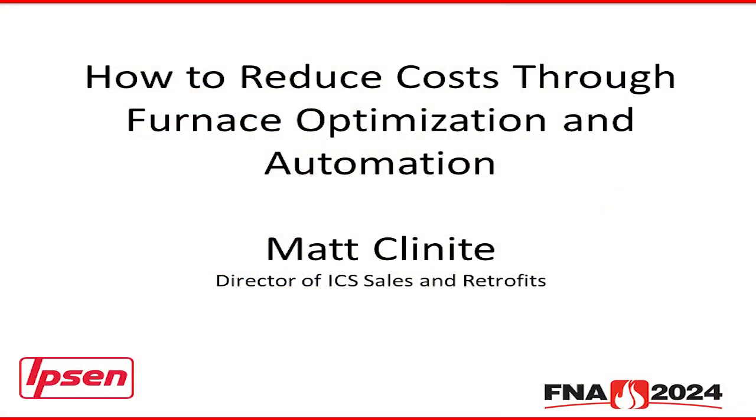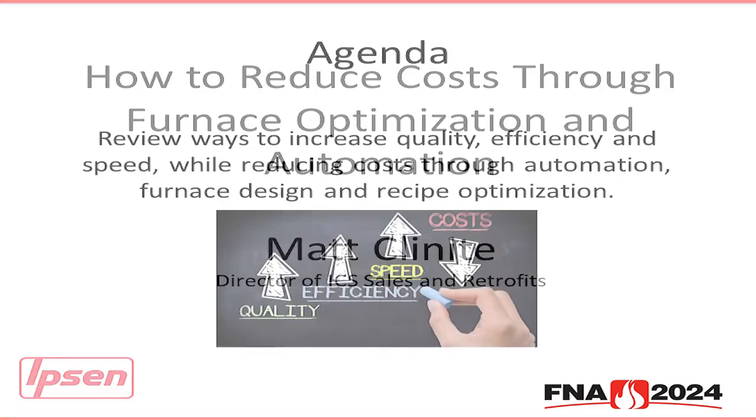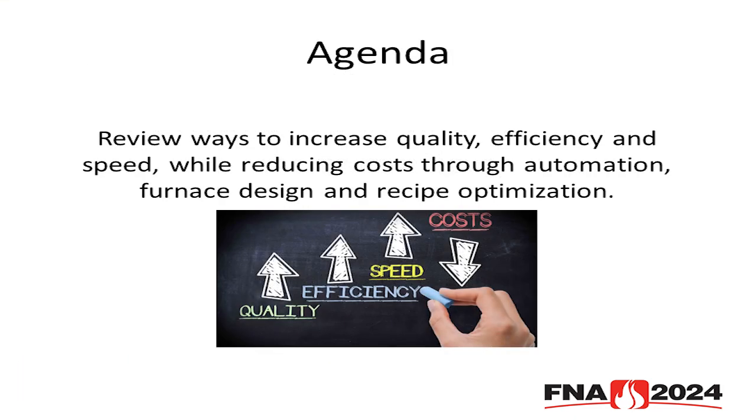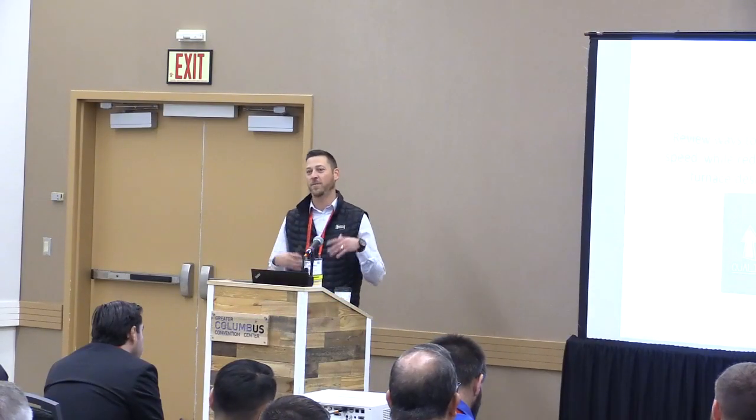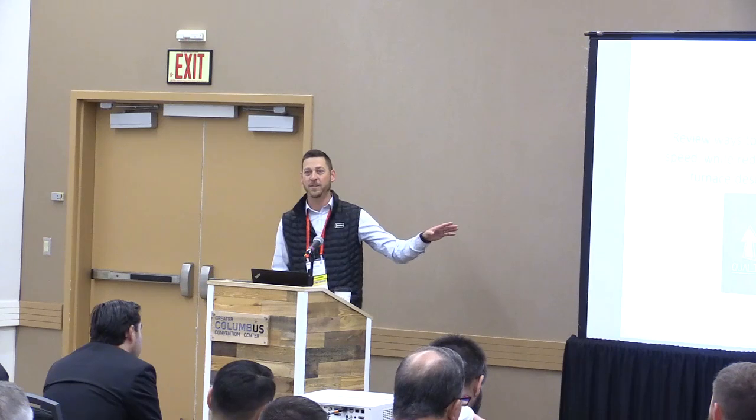But yeah, today we're going to talk about ways to reduce cost when operating furnaces and heat treating. So we're going to talk about ways to increase quality, efficiency, and speed while reducing costs through automation, furnace design, and recipe optimization. So if you're sitting here thinking, hey, I have to invest a lot of money to realize some of this, you don't. Some of this you can do right now through optimizing the recipes that you're already running in your furnaces.